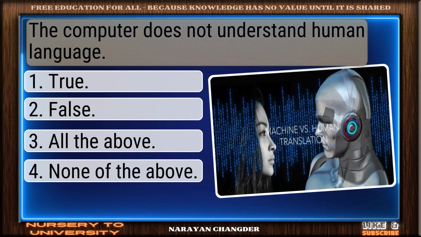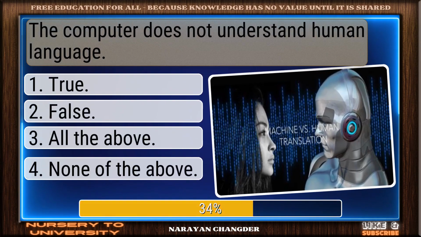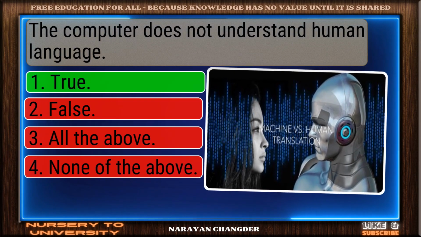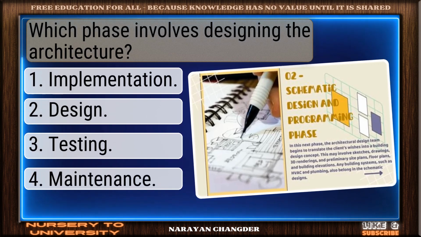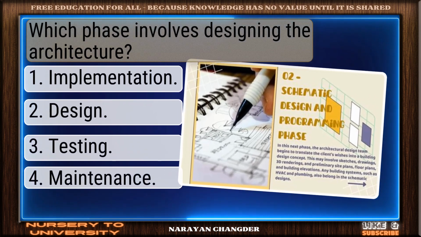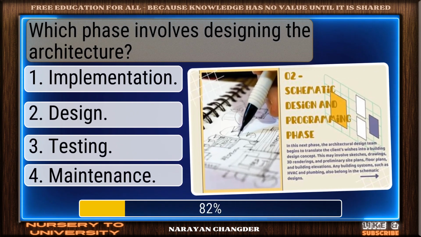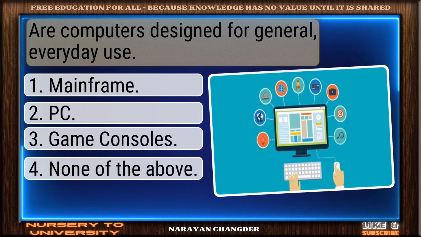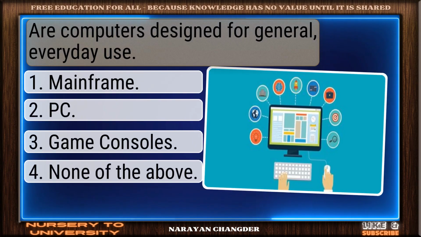The computer does not understand human language. Nice selection. True is correct. Which phase involves designing the architecture? Right choice. Design is best. Are computers designed for general, everyday use?